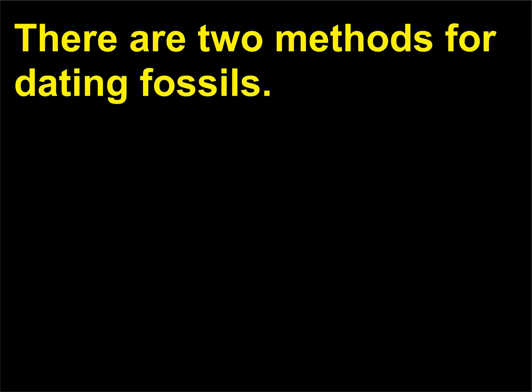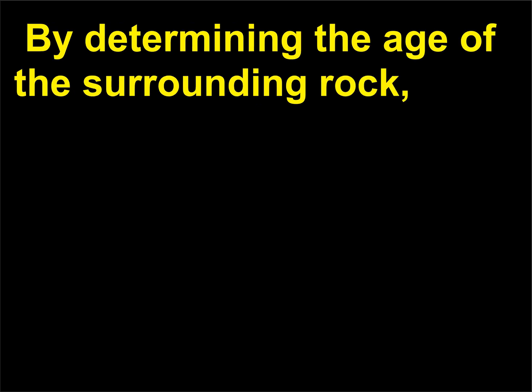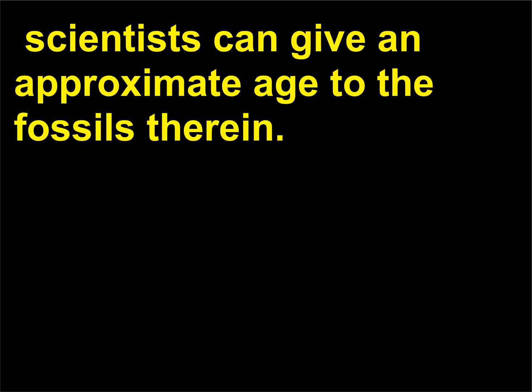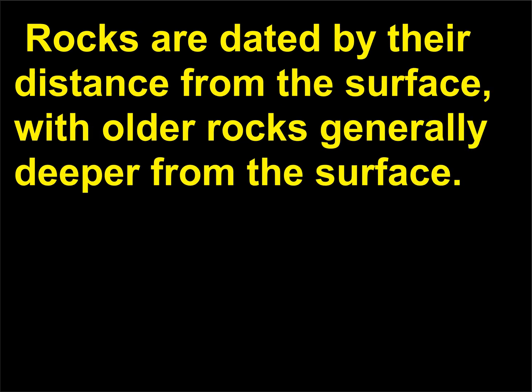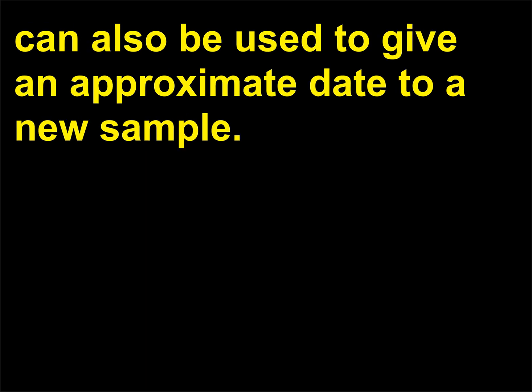There are two methods for dating fossils. The first is known as relative dating. By determining the age of the surrounding rock, scientists can give an approximate age to the fossils therein. Rocks are dated by their distance from the surface, with older rocks generally deeper from the surface. Using the data from other fossils found in the same rock stratum can also be used to give an approximate date to a new sample.